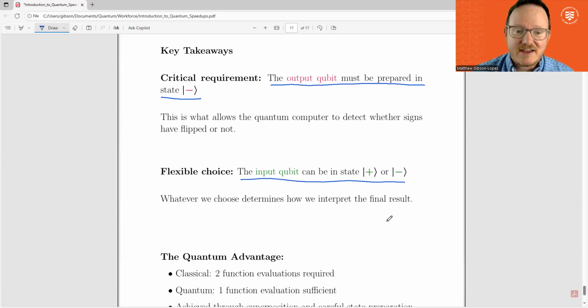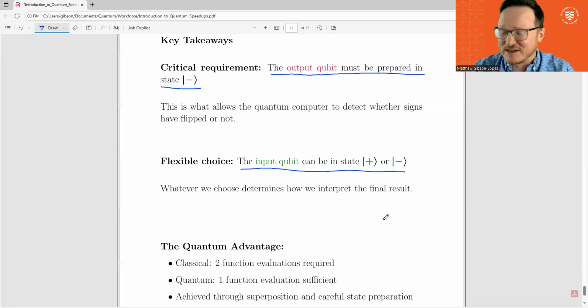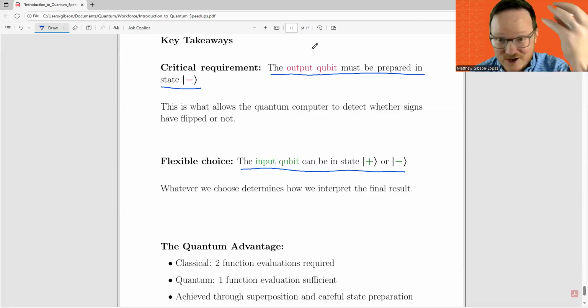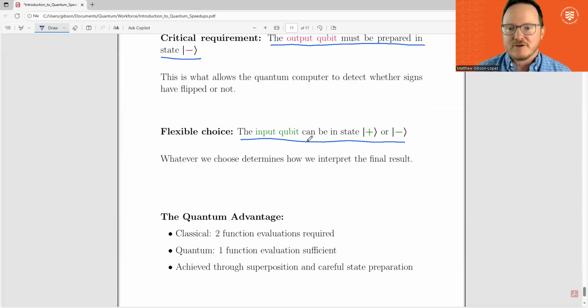And by the textbooks, I mean the textbooks I've read. I'm not trying to imply that I've read everything. This may not be new information. I'm not trying to claim that anything I'm presenting here is new. But I do hope it's useful to be able to think about it. You cannot change the output qubit from the original Deutsch's algorithm. The input qubit you can change. It doesn't make a difference, but you have to know what you prepared it in so that you know how to interpret the final measurement result.